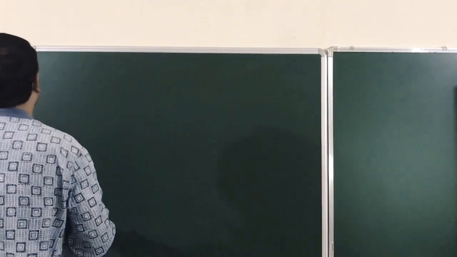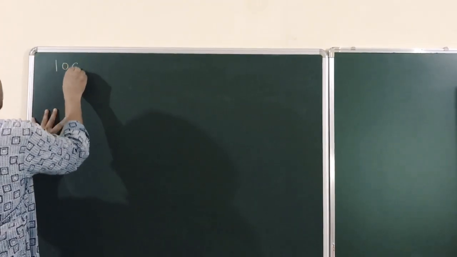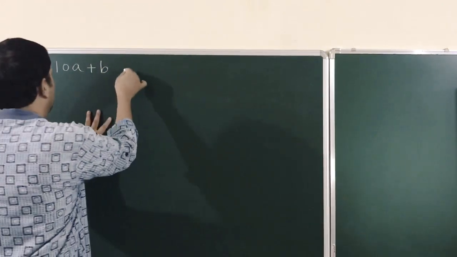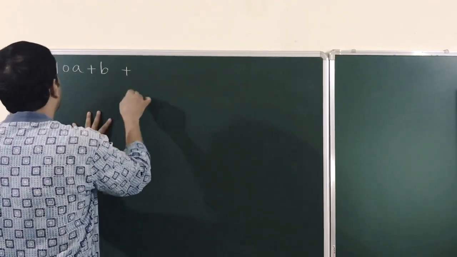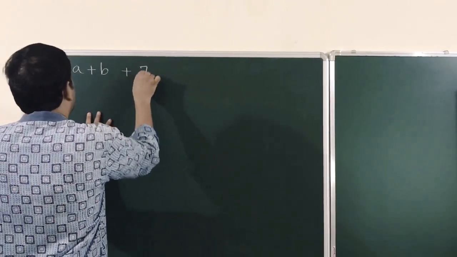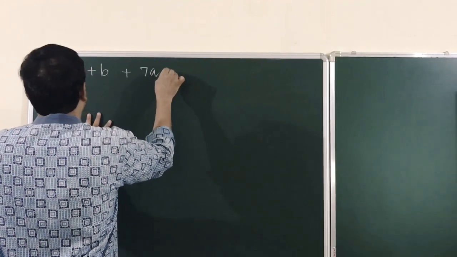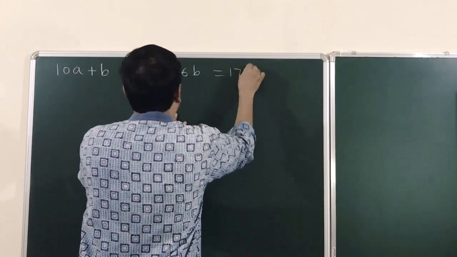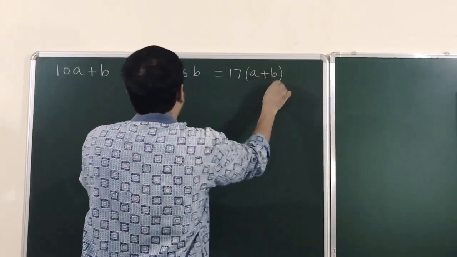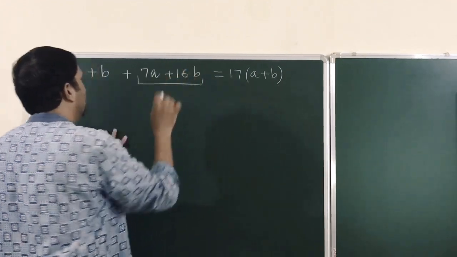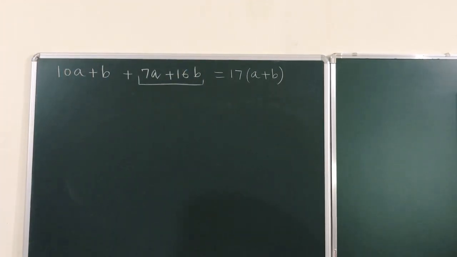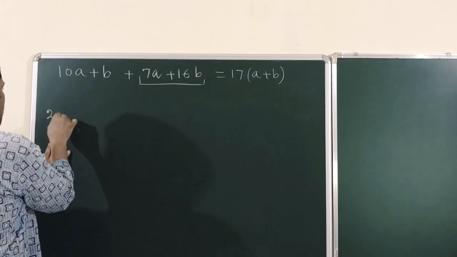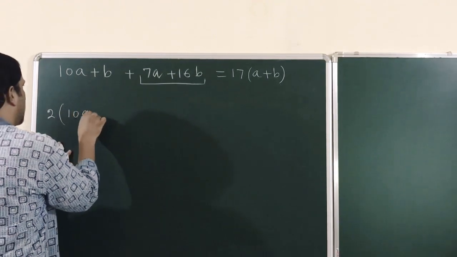Now see, this 10a plus b. So let's say I write 10a plus b, and we write 7a plus 16b. So obviously I'll get 17 times a plus b there. But you can see there are very big calculations we'll be getting there, 7a plus 16b. So it's better what we can do, there's a better way. So what I'll do, I'll multiply 10a plus b by 2.